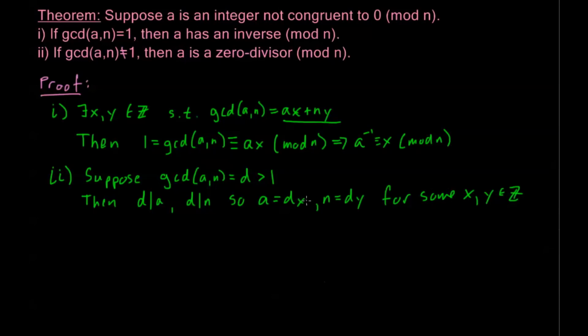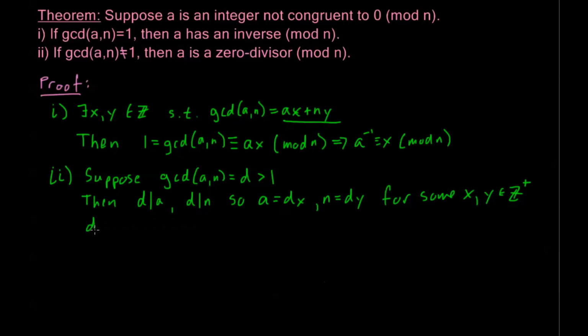If d is a divisor, I know x and y are positive, because when we talk about GCD, we really mean greatest common factor. So d is positive, a and n are positive, so that means that x and y are positive. So there exists some x so that a equals dx, and some y so that n equals dy. This is what it means for d to be a GCD.